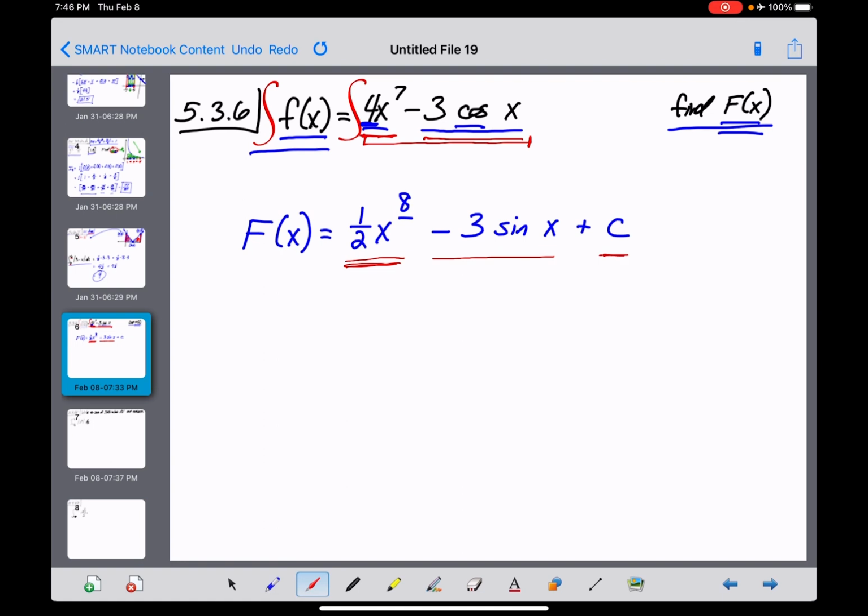And we put that plus c there at the end because there could be any constant added at the end of that function, the derivative of which would disappear. It'd be a 0 right there. So we put that plus c there just to indicate that we don't know if there's a constant or what it would be. So that's our general antiderivative there for the function given to us in number 6.